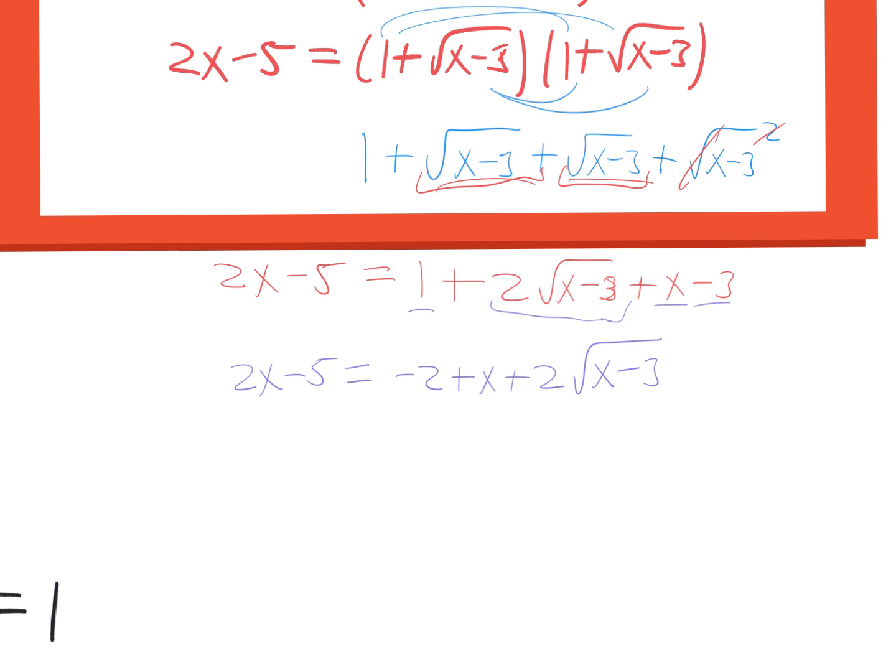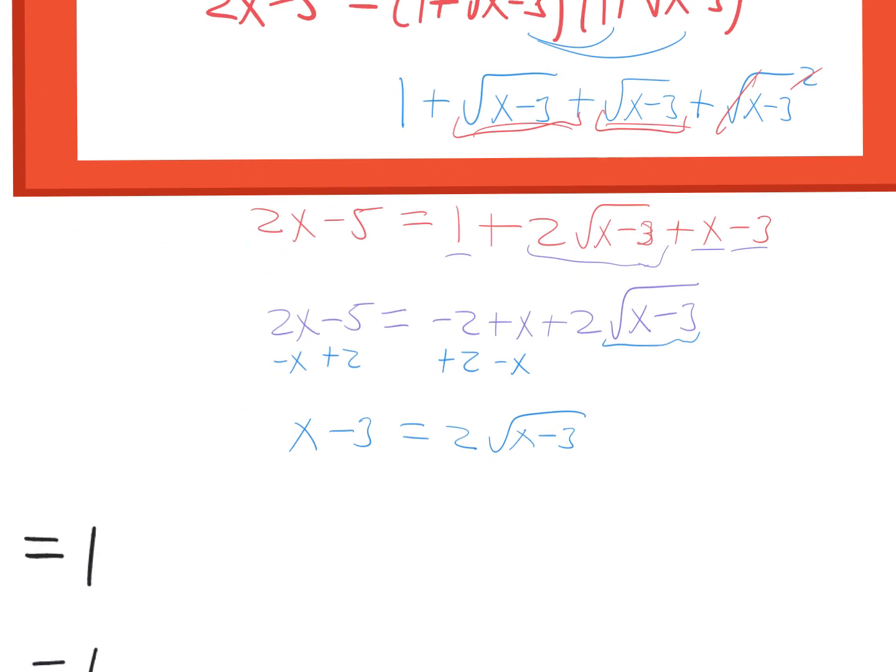All right, and now let's get the other radical by itself. Let's add 2 on both sides, subtract the x on both sides, and this is just to get this piece by itself. And then 2x minus x is x. Negative 5 plus 2 is negative 3. And this is equal to 2 times the square root of x minus 3.